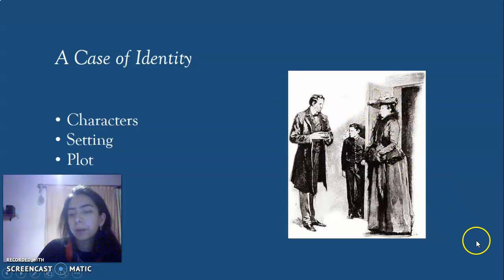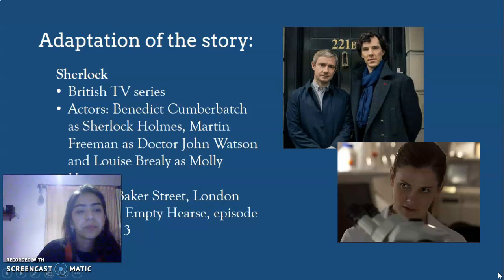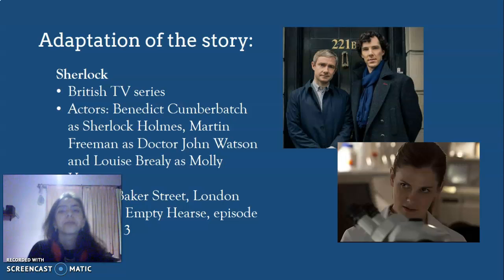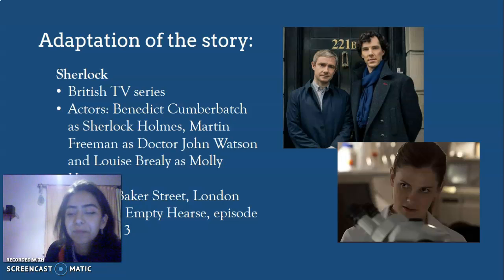So let's talk now a little bit about the adaptation of this story and the whole series of Sherlock Holmes stories on TV. I'm going to talk about the adaptation of this story in a British TV series, which is named Sherlock. It is one of my favorites at this moment. The actors that appear in this series are Benedict Cumberbatch as Sherlock Holmes, Martin Freeman as Dr. John Watson, and Louise Brealey as Molly Hooper.